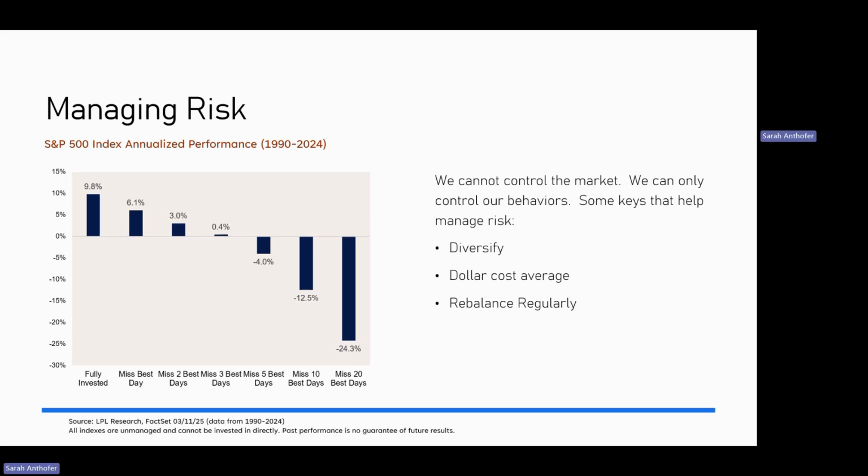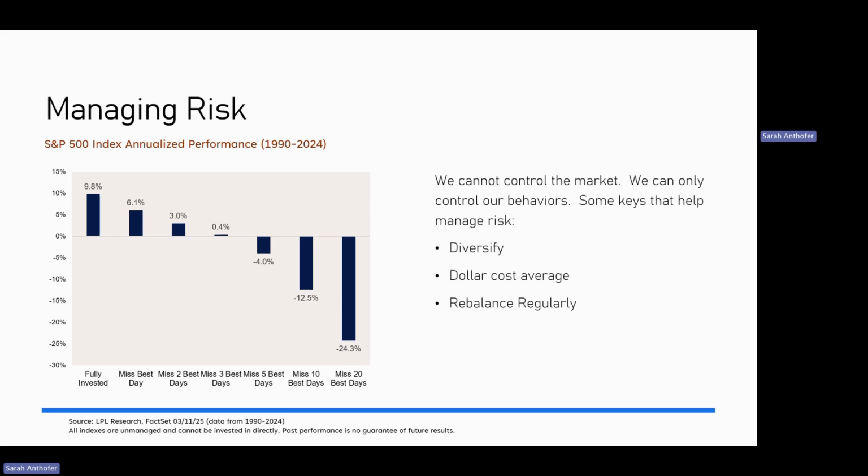What this is showing you is the investment return for an S&P 500. If I had invested that from 1990 through 2024, and I had left that invested the whole period of time, fully invested, I would have made about 9.8% return over that market period. If I pulled my money out though, and I missed just the best 2 days over that period of time, I've now cut my return down to 3%. If I missed the best 20 days in that period of time, I will have been negative 24%.